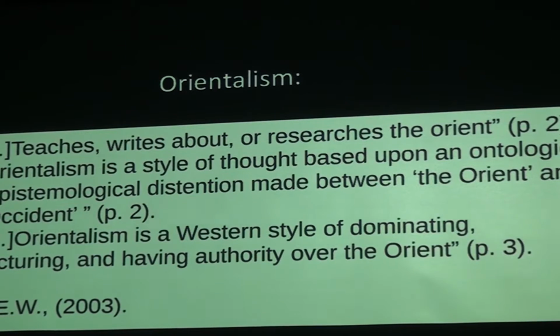So it's one, anybody who teaches, writes about, or researches the Orient. The second definition is Orientalism as a style of thought based upon an ontological and epistemological distinction made between the Orient and the Occident. So that just means making a difference between the West and the East. And the third is Orientalism as a Western style of dominating, restructuring, and having authority over the Orient. So that's just, like I said, some really brief definitions and where I root some of my research.